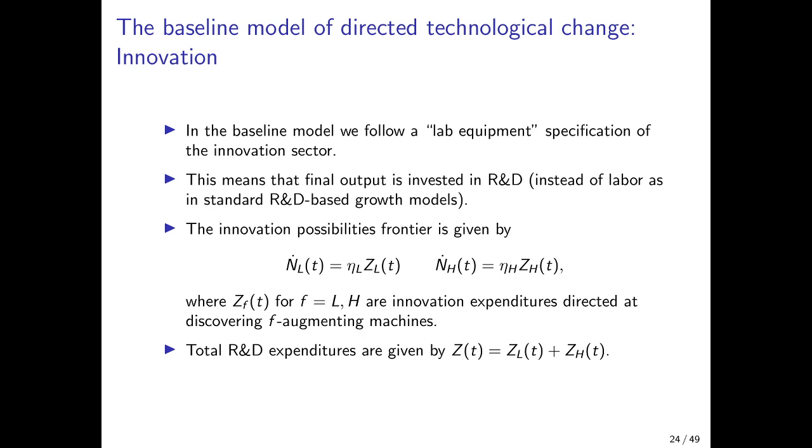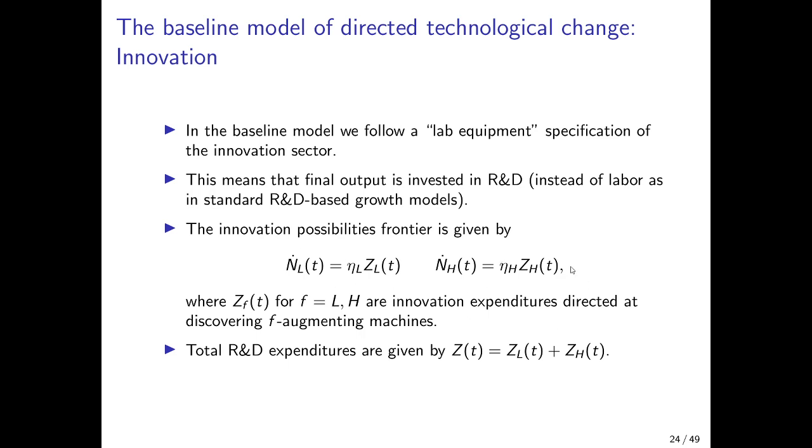Then there are two innovation possibilities, frontiers, for the patents that are produced in the sector that produces the patents for the machines used by low-skilled workers, and the production function for the innovation sector that produces the patents for the machines that are used by the high-skilled workers, basically. So this is the time derivative of the stock of patents in the two sectors, which is newly produced patents. So it's the production functions in these two sectors.